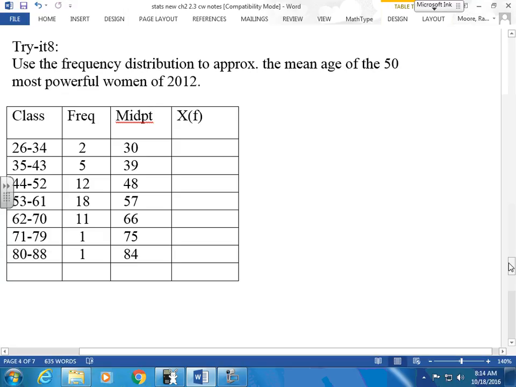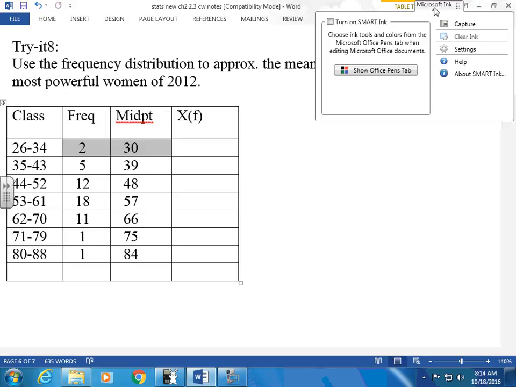Okay, so if I wanted to do this by hand, I would do this, if I could. I have no idea why this is doing this to me.